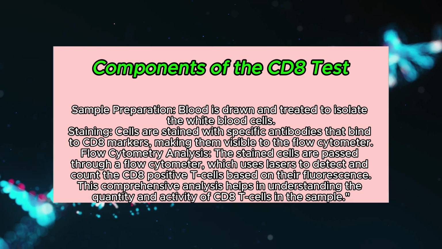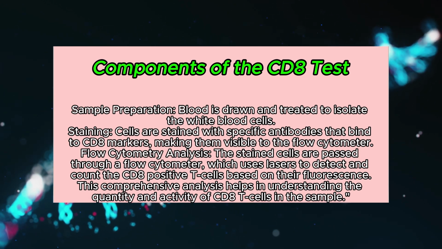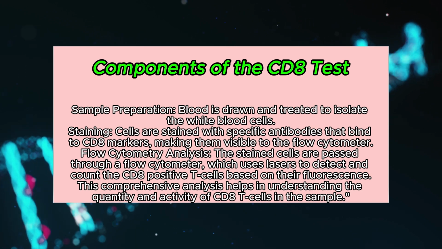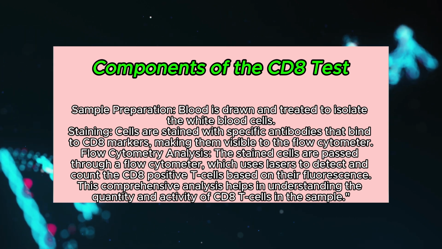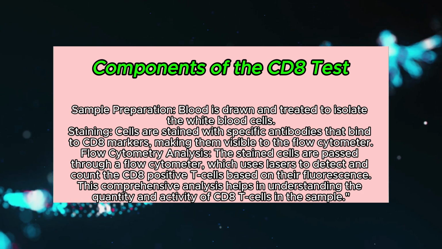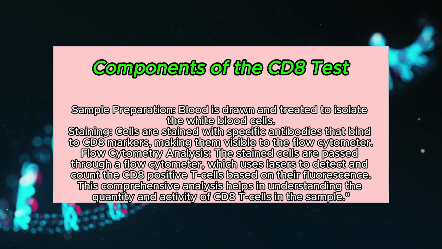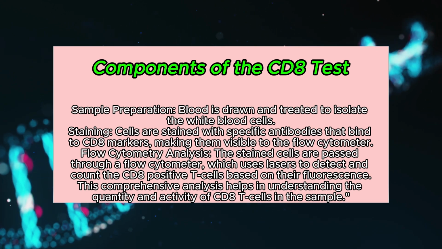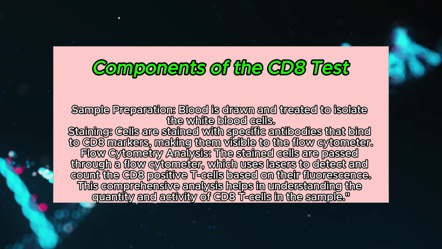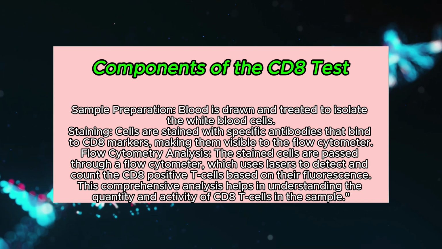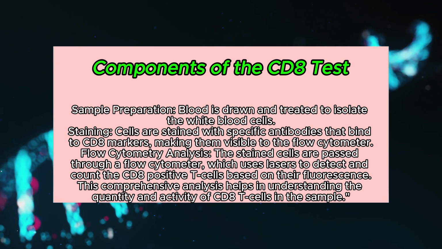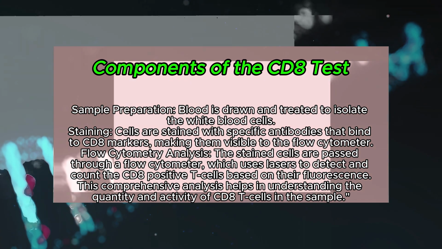Components of the CD8 test. The CD8 test includes several components. Sample preparation. Blood is drawn and treated to isolate the white blood cells. Staining. Cells are stained with specific antibodies that bind to CD8 markers, making them visible to the flow cytometer. Flow cytometry analysis. The stained cells are passed through a flow cytometer, which uses lasers to detect and count the CD8 positive T cells based on their fluorescence. This comprehensive analysis helps in understanding the quantity and activity of CD8 T cells in the sample.